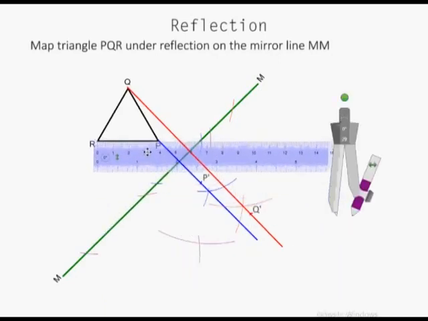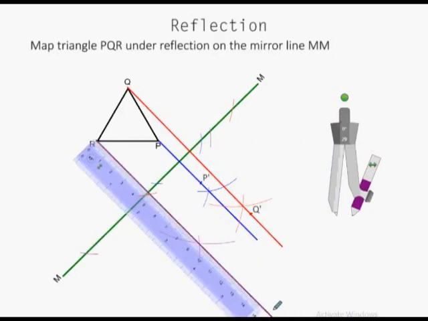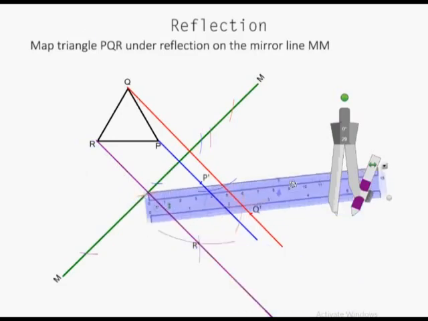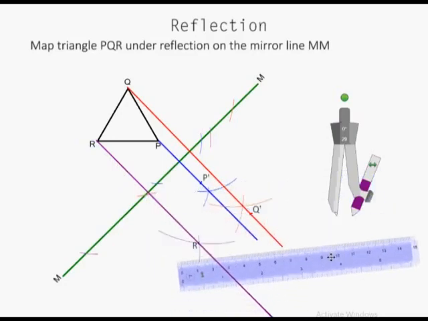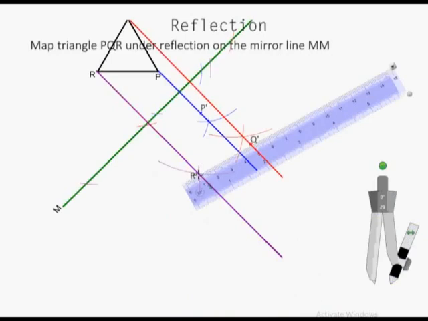Join point R to the point of intersection of the two arcs. Take the measurement from R to the mirror line and measure the same distance on the opposite side. And we have R'. Now the last thing is we complete the image.